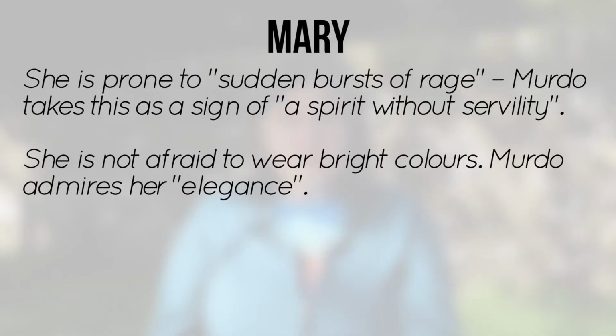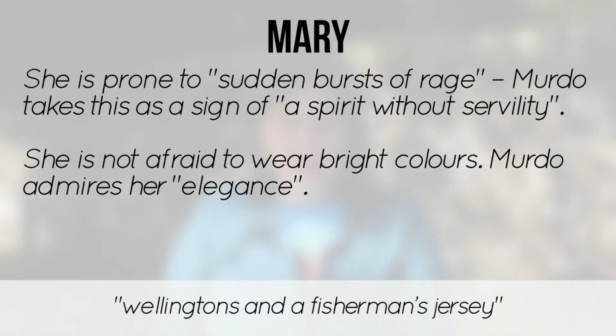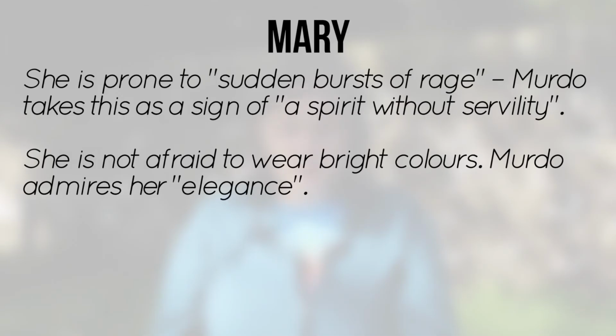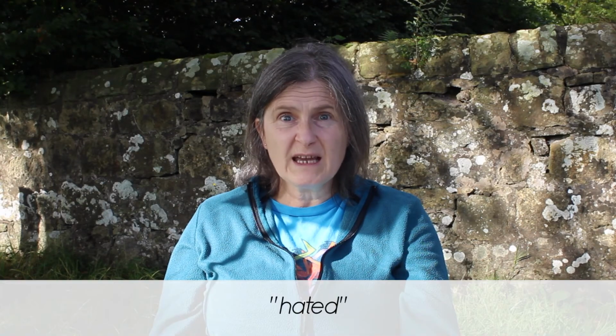Another aspect of Mary that Murdo finds alluring is that being a creative spirit, she's not afraid to wear bright colours such as red. He admires her elegance, which is in direct contrast to the dull Wellingtons and fisherman's jersey which most villagers wore, and which Murdo hated. You can bet that once he's with Mary, Murdo is going to kick those wellies into touch.